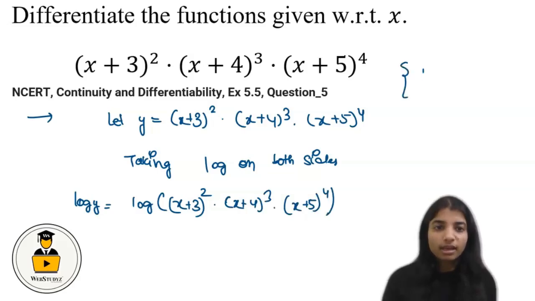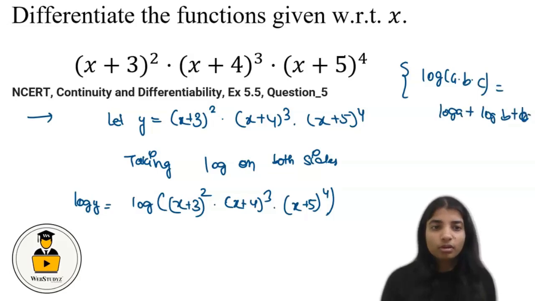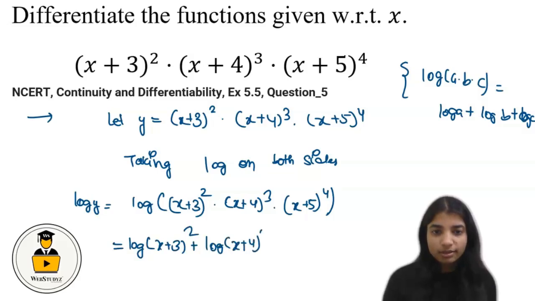We know that the value of log of a multiplied by b multiplied by c is equal to log of a plus log of b plus log of c. Here a is replaced with (x+3)^2, b is replaced with (x+4)^3 and c is replaced with (x+5)^4. So this becomes log of (x+3)^2 plus log of (x+4)^3 plus log of (x+5)^4.